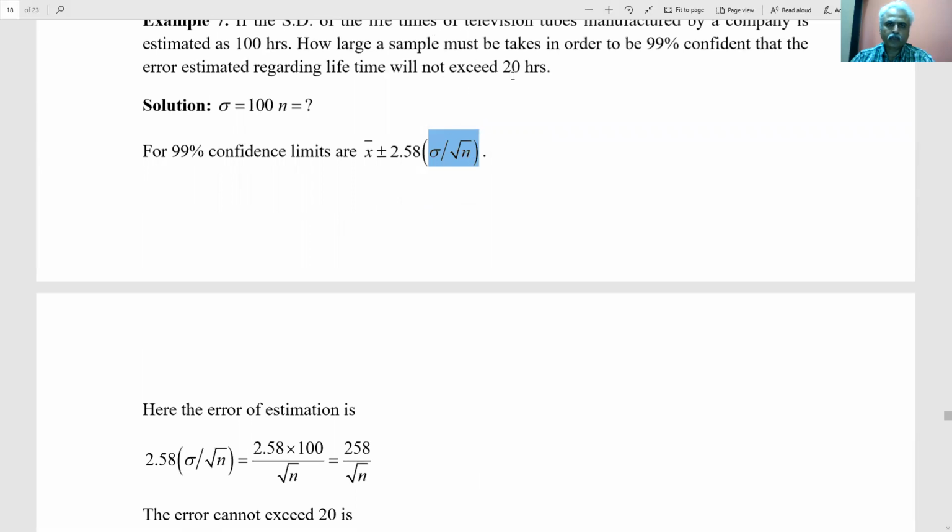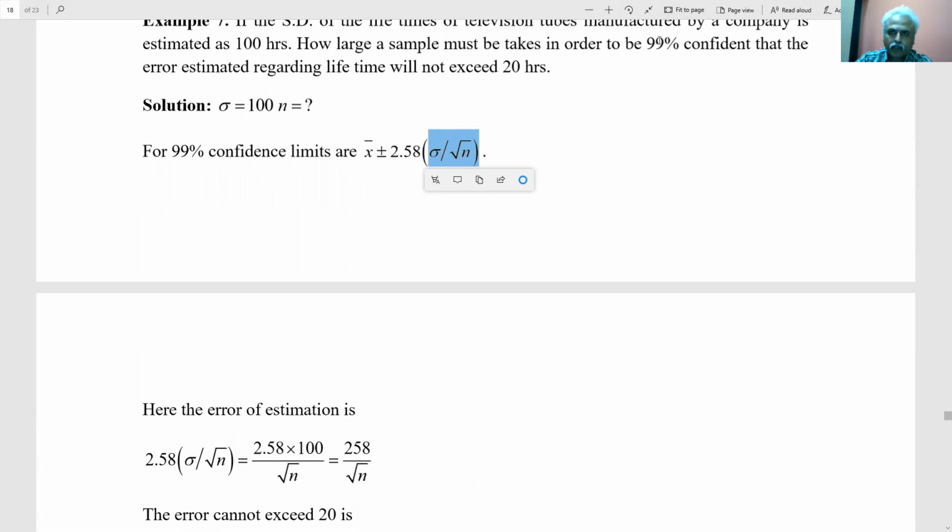This should not exceed 20. Error of estimate, which is only this part, for 99% confidence limit, error of estimate is this. For 95% confidence limit, error of estimate will be here 1.96. Okay, that you take it as a homework.